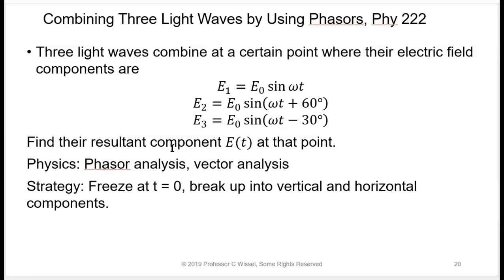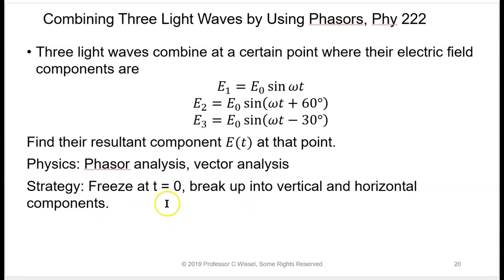Okay, now combining three light waves, we're going to use phasors to combine the three light waves. Three light waves combine at a certain point where their electric field components are E1 equals E naught times the sine omega t, E2 equals E naught times the sine omega t plus 60 degrees, and E3 equals E naught times the sine omega t minus 30 degrees. We want to find the resultant component E of t at that point. The physics we're going to use is phasor analysis and vector analysis.